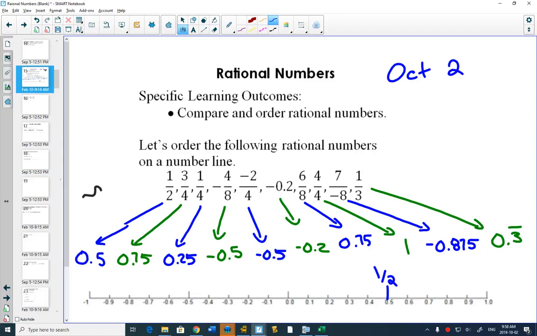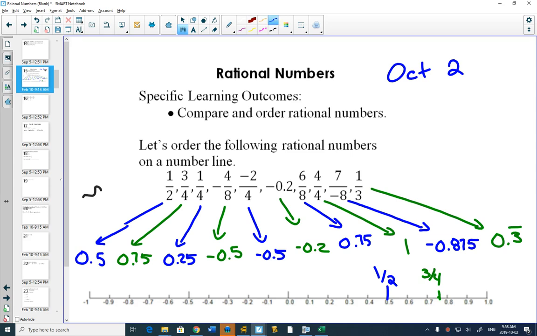3/4 is 0.75. Notice on our number line, I don't have 0.75. Where would I place 0.75 on this number line? I'll do it in green because it's in green over there. Right between 0.7 and 0.8. Here would be 0.75. And since that was 3/4 originally, I'll label that as 3/4. We can now say that 3/4 is bigger than 1/2.